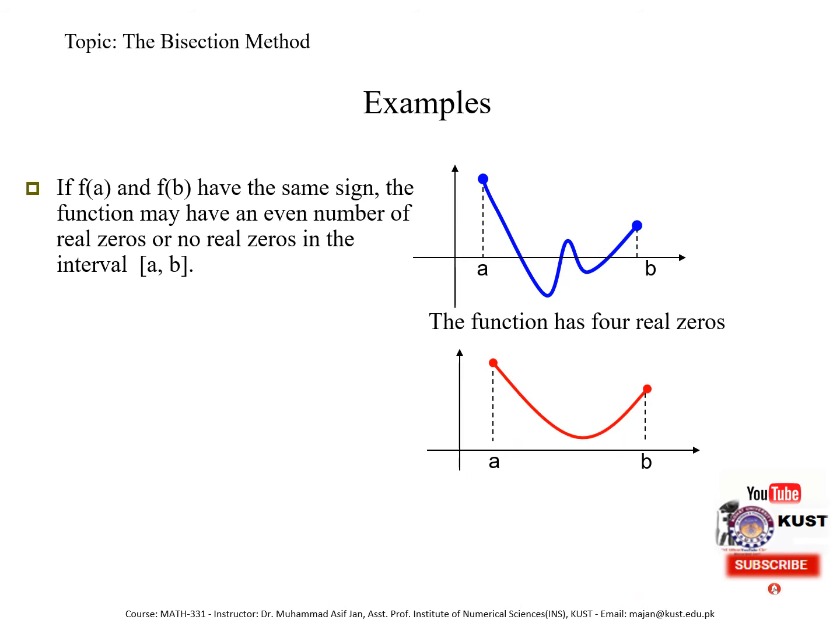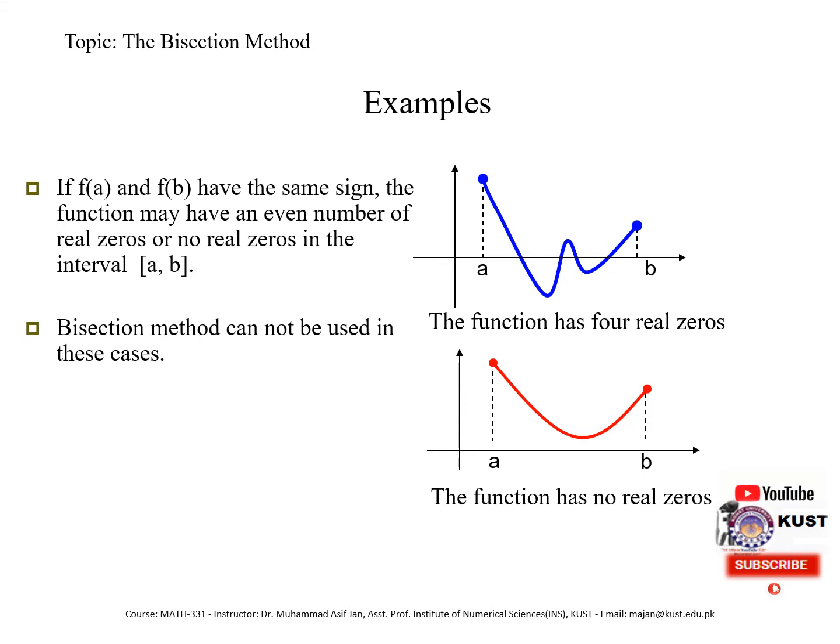If you look at the second figure, again the signs at the endpoints are positive and there is no real zero for this function. So the bisection method cannot be applied in such situations.